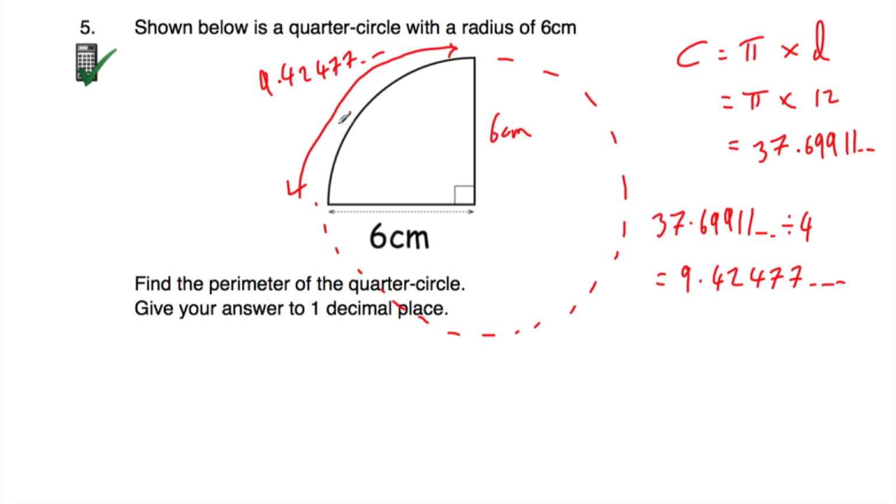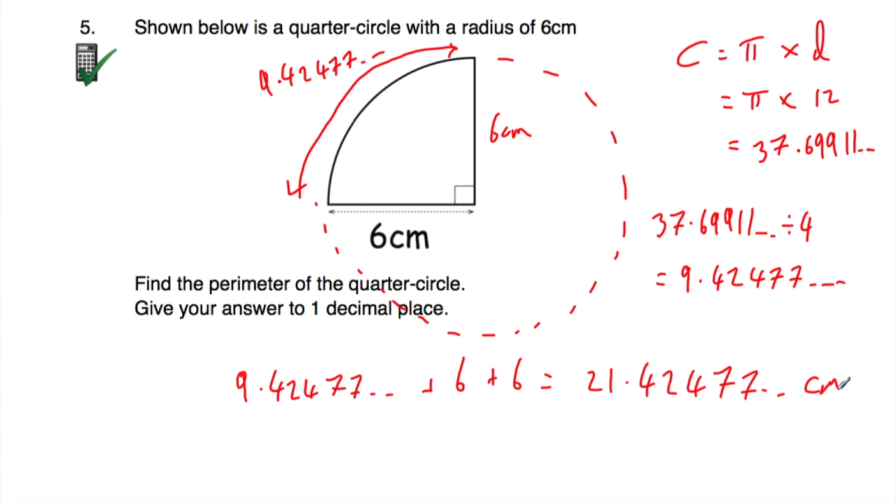So if we want to find the perimeter of this quarter circle, we're going to do the length of that arc, which is 9.42477 and so on, plus 6 plus 6, and that's equal to 21.42477 and so on centimeters. And let's give our answer to 1 decimal place. That'll be 21.4 centimeters, and that's it.